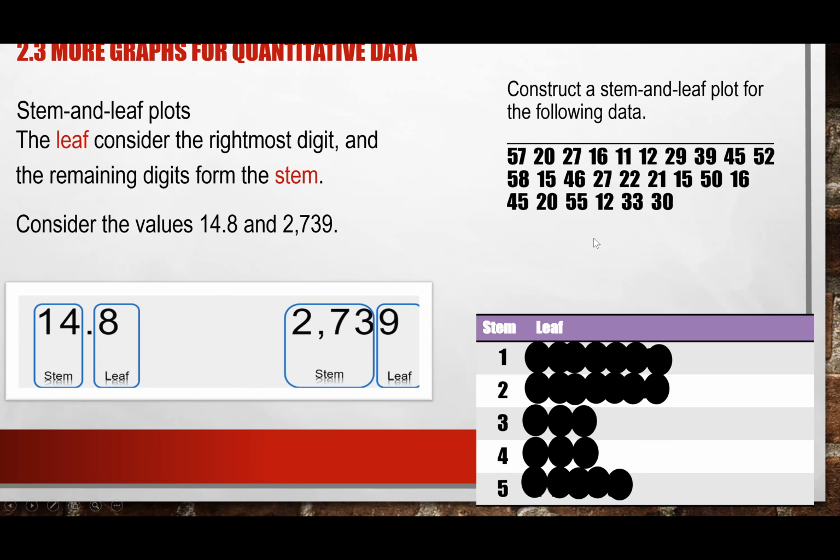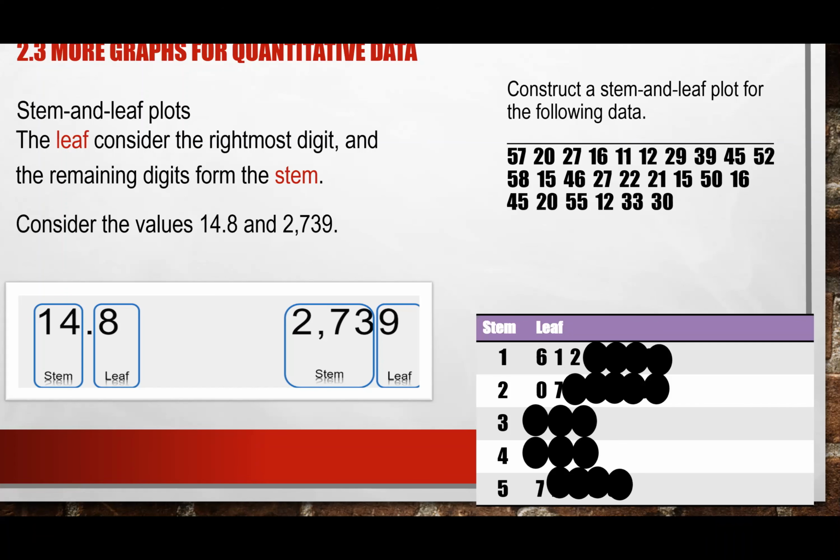To construct the stem and leaf plot, the only thing you need to do is go into each of your data. My first data is 57. I go to the 5 and I write the 7. My next data is 20. I go to the 2, I write a 0. My next data is 27. I go to the 2, I write a 7. My next data is 16. I go to the 1, write a 6, and then 11 and 12.